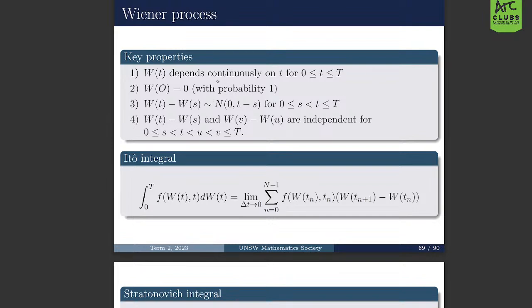So here are the key properties. It depends continuously on the range that's given. And secondly, oh, this shouldn't be an O, sorry about that, but W0 should be equal to 0 with a probability of 1. So it's certain that it starts with a value of 0. And the next thing is about how the Wiener process relates to our normal distribution with an expectation of 0 and with a variance of t minus s, given that s and t are just 2 time instances within the given range, big T.